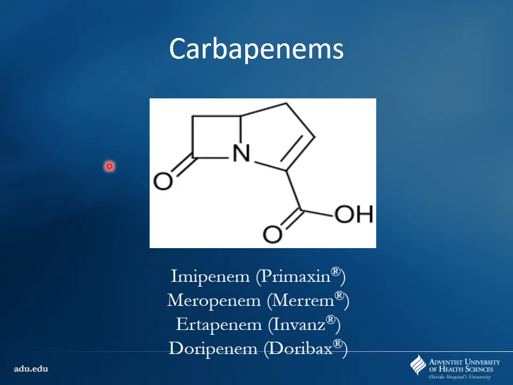Next, we have our carbapenems. There's four in this group: imipenem, meropenem, ertapenem, and doripenem. I will say the one we use the most often, the only one I've really ever seen used clinically, is going to be meropenem. Seen a little bit of imipenem, but we'll look at some of the coverage here and why we will use one of these versus the others in just a second.